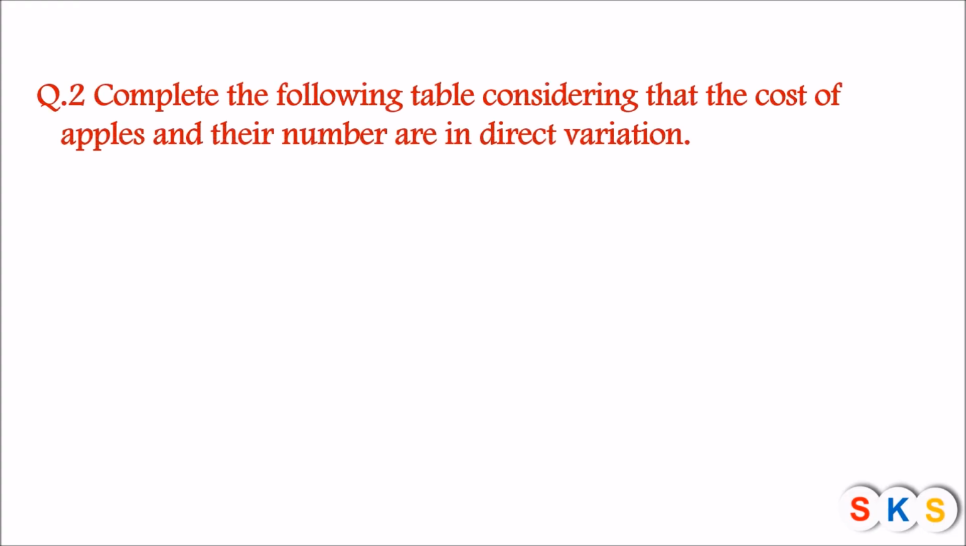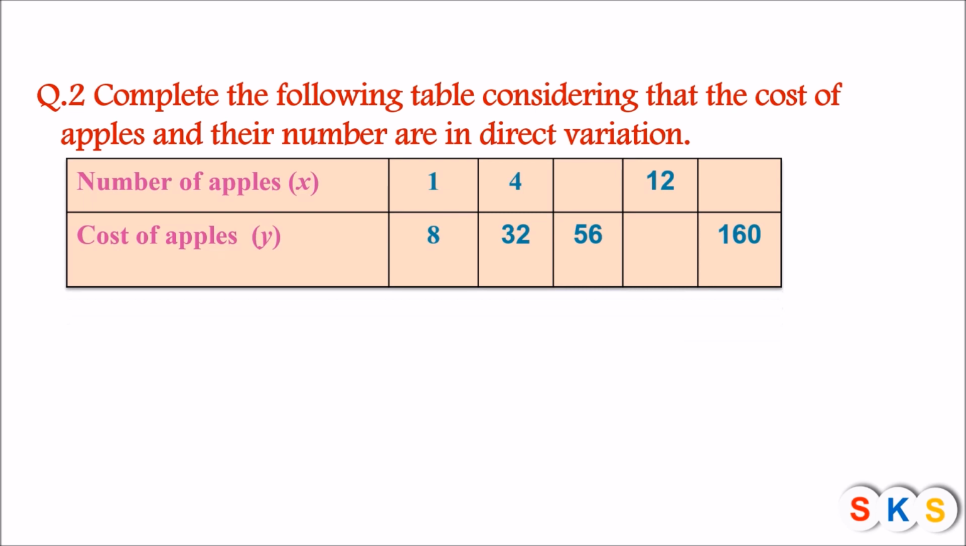Question 2. Complete the following table considering that the cost of apples and their numbers are in direct variation. So what is given here? There is a direct variation between cost of apples and number of apples. And here we have a table. You can see that here the number of apples is denoted with the letter X and the cost of apples is denoted with letter Y.